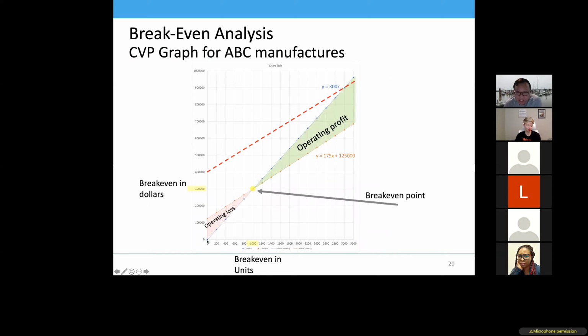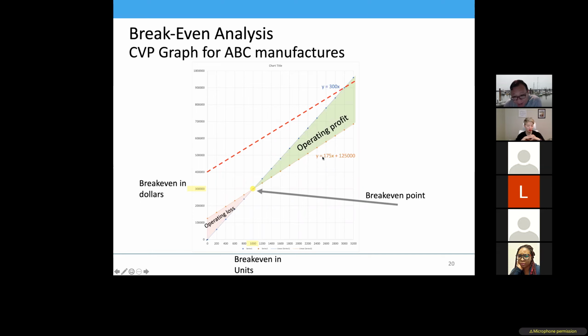This blue line, that's y equals 300x. Can anyone tell me what this blue line is? It's y equals 300 times x. Is that your sales line? Yeah, that's my sales, because my selling price is $300 per unit, and x is my volume. So y is my revenue in dollars. This blue line is actually my sales, representing my revenue.